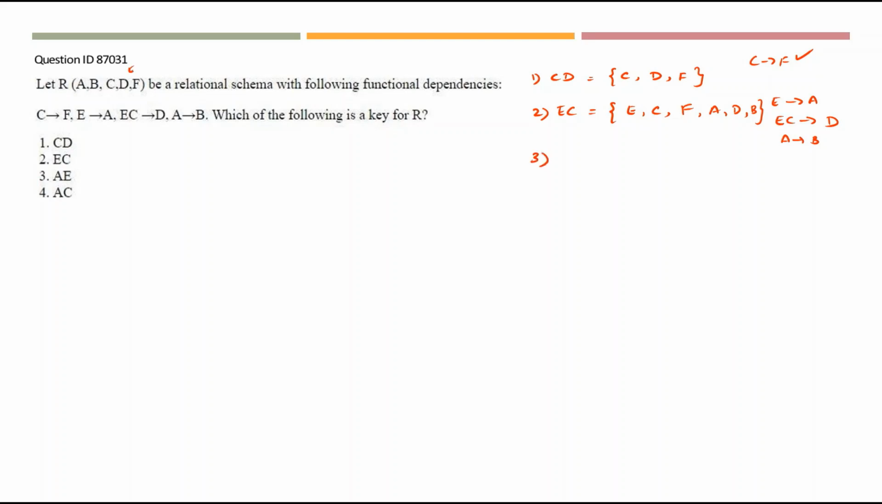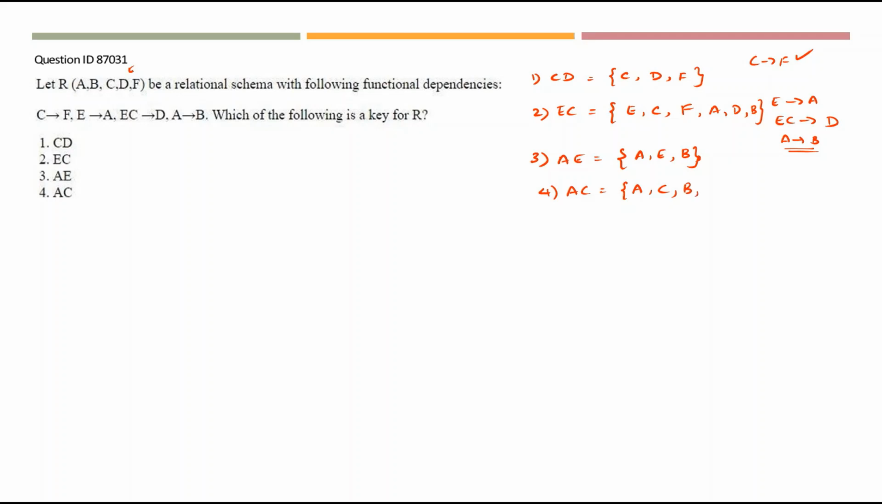Let's check the other 2 options, though we know option 2 will be right. AE. From AE, I can find AE. From A determines B, I can find B. E will determine A again. So I don't have C here. So it will stop with these 3 attributes. Next we have AC. So basically we can find AC. From A I can find B.